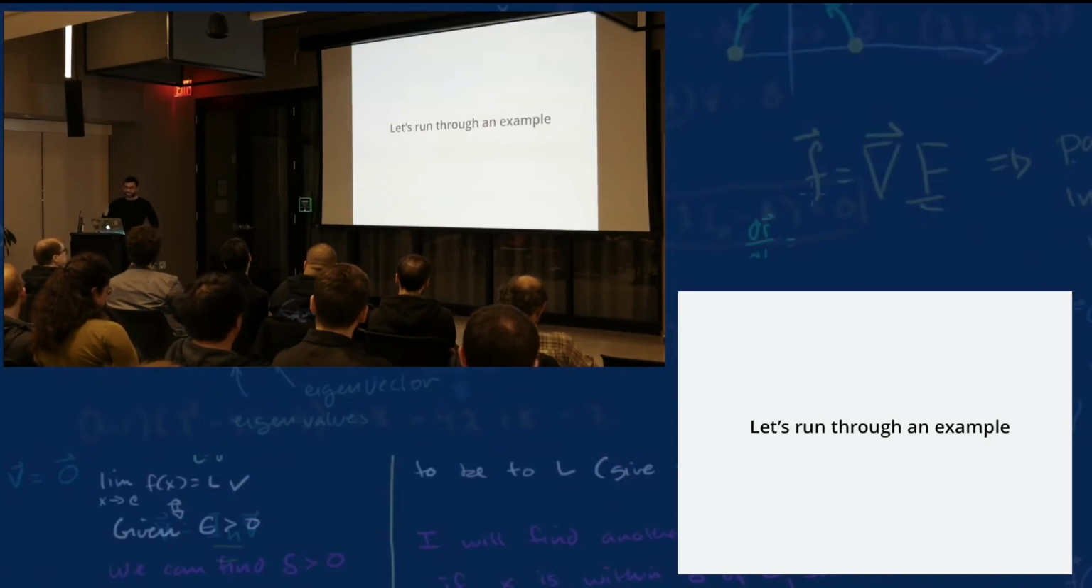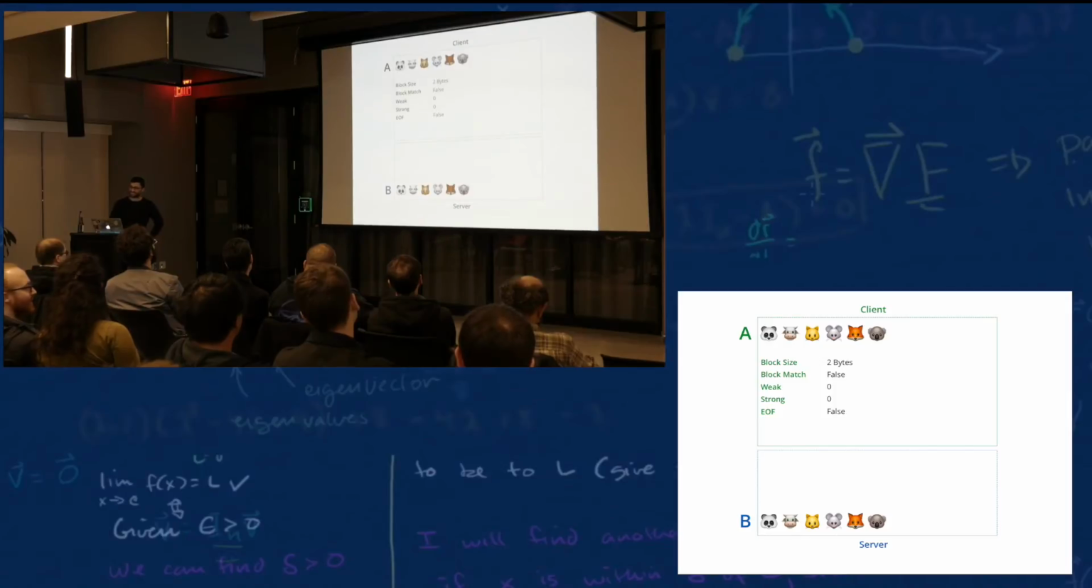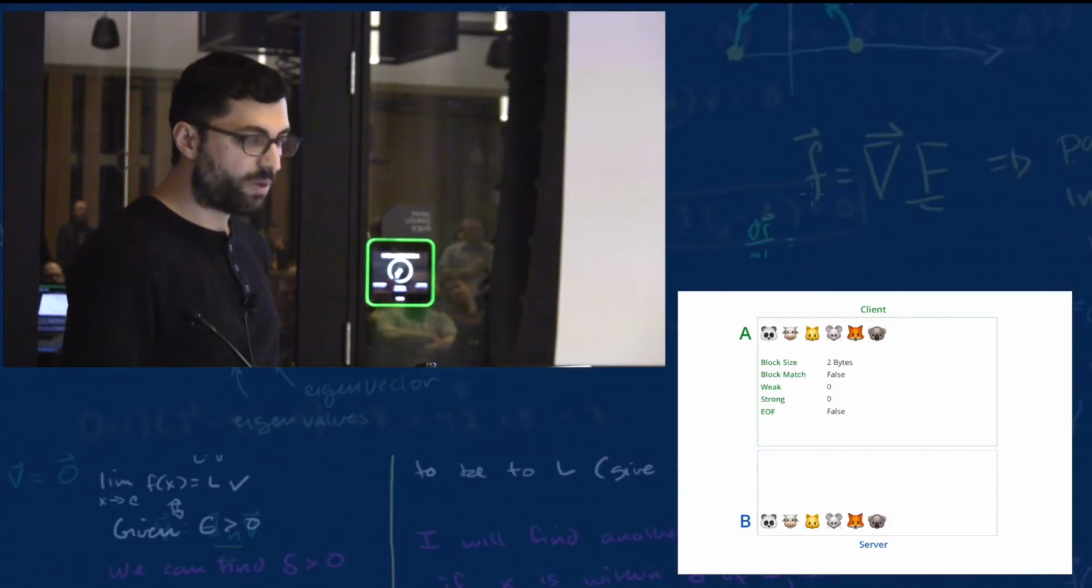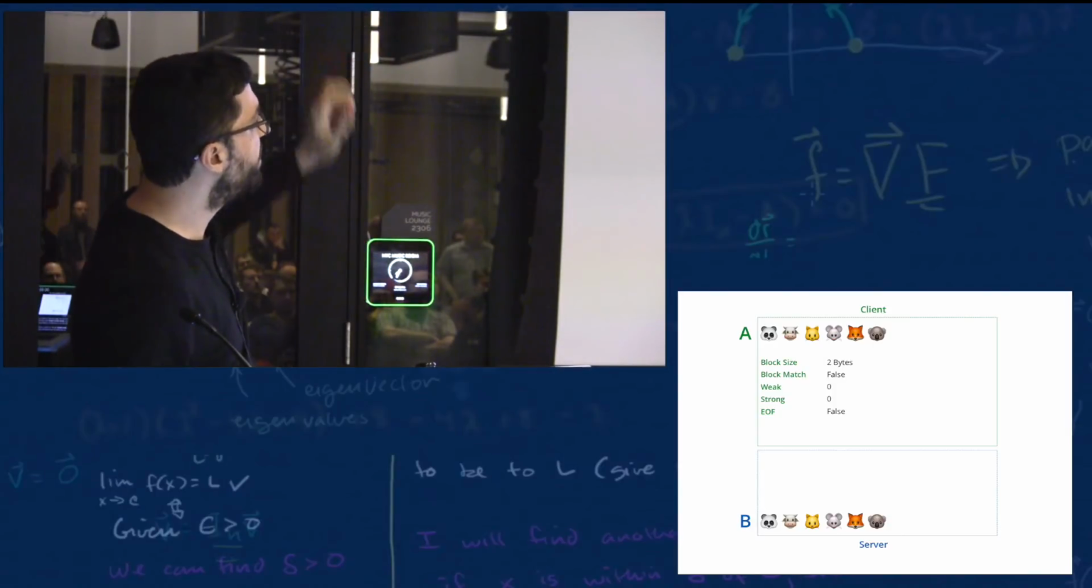So I was told you like animals. So to better explain how the two signatures come into play in the algorithm, I'm going to run through another example. Here we have two files, client A and B, and we have some variables in A.